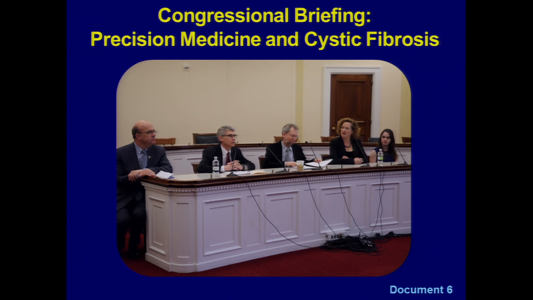The briefing was well attended, and the audience included Congressman Jim McGovern, a Democrat from Massachusetts, who's co-chair of the Congressional Cystic Fibrosis Caucus, as well as Congressman John Fleming, a Republican from Louisiana, whose grandson has cystic fibrosis.